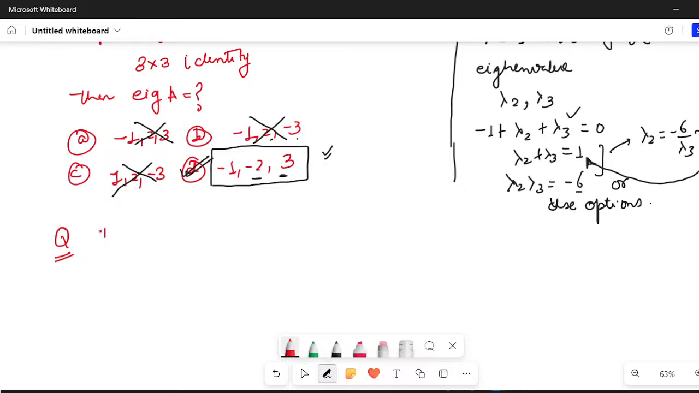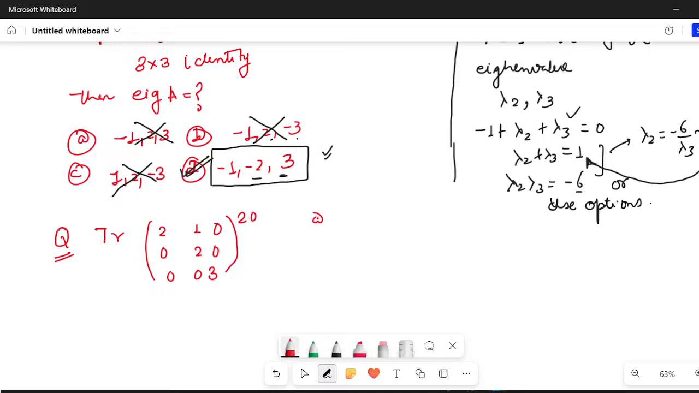I'm giving you a matrix, just find the trace of it. Trace of a matrix, just find the trace, and then you have this 0, 2, 0, and this 0, 0, 3 raised to power 20. Find the trace of this matrix.